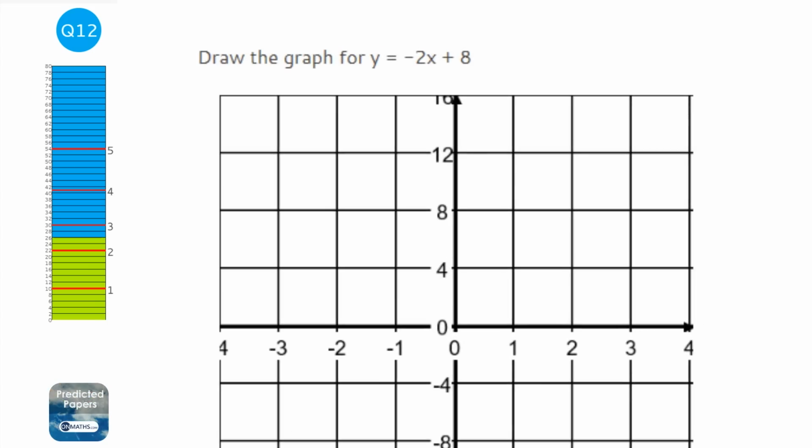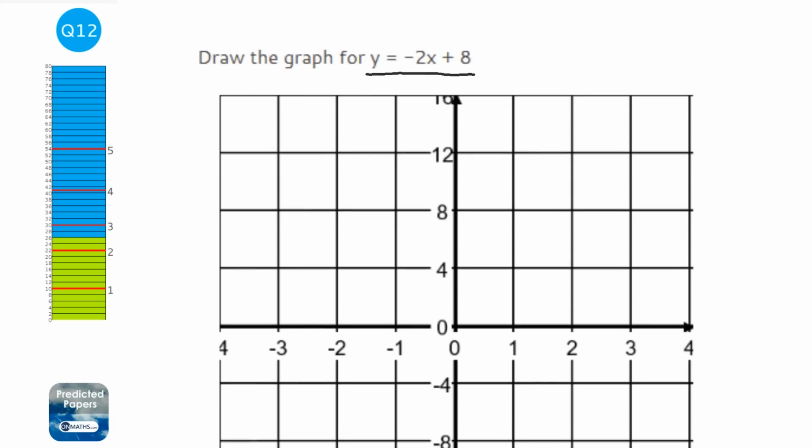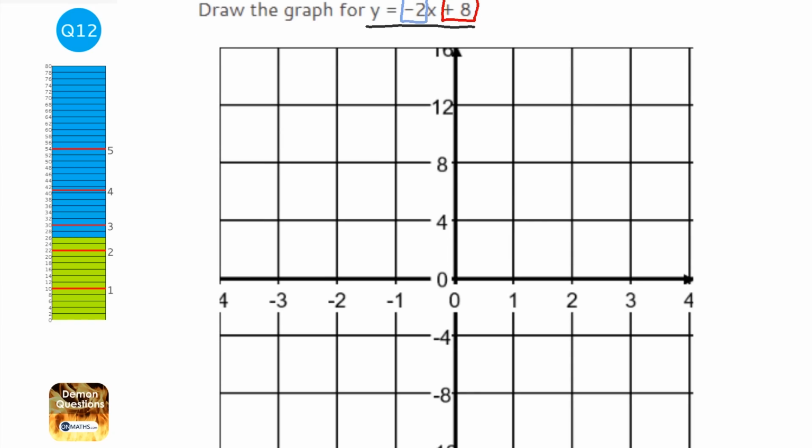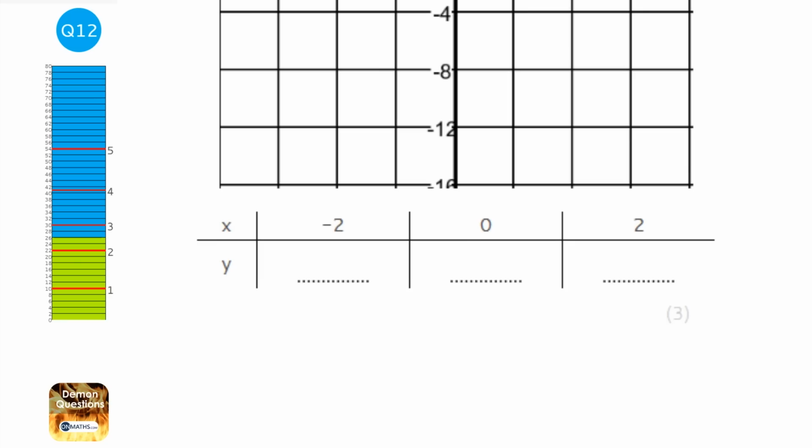Okay, so there's a couple of ways to draw this graph onto this grid. First of all, we could use the y-intercept method, where you plot this on the y-intercept and then you use the gradient, so go across 1 and down 2, then across right 1, another down 2, or you could just find values. So what is it, minus 2x plus 8, so we've got 3 values there. So it's minus 2x plus 8, and we're going to do minus 2 first.